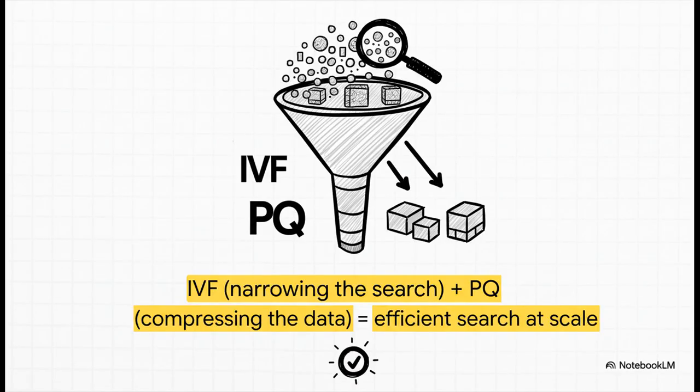But here's a cool thought. What if you could combine them? Well, you can, and people do it all the time. Using IVF with PQ is pretty much the industry standard for gigantic datasets. IVF does the first pass, narrowing the search down to just a few clusters, and then PQ lets you search inside those clusters with the super compressed, memory-friendly vectors. You get the best of both worlds, and it's basically the gold standard for huge scale.